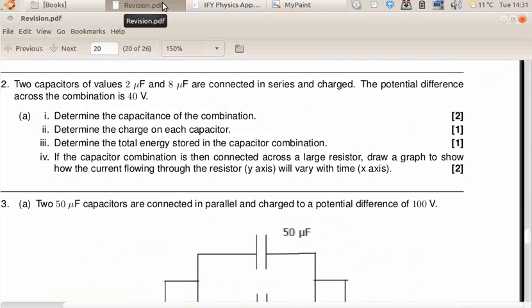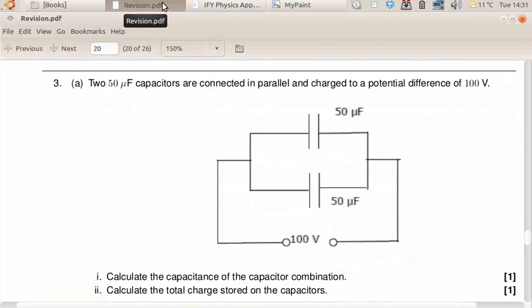Oops. These are all section A questions now, okay? So far these are okay? Yep. All right.